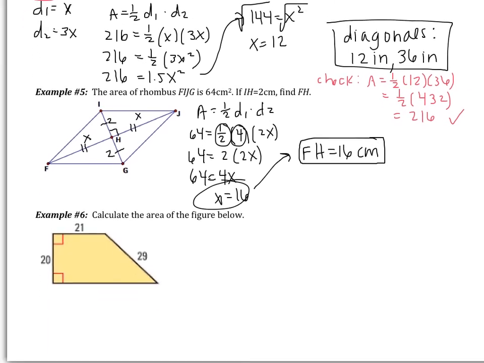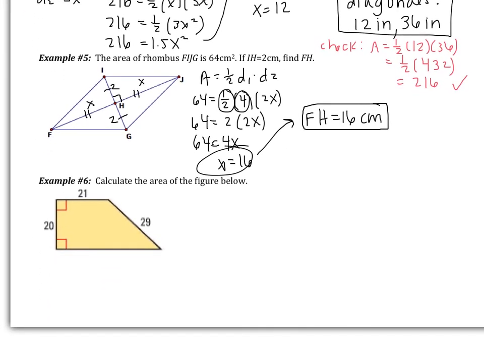Okay, let's move on. It says calculate the area of the figure below. Now, initially this looks like a trapezoid. The area of a trapezoid is 1/2 height, base 1 add base 2. I have the height, I have one base, but I don't have the other one.